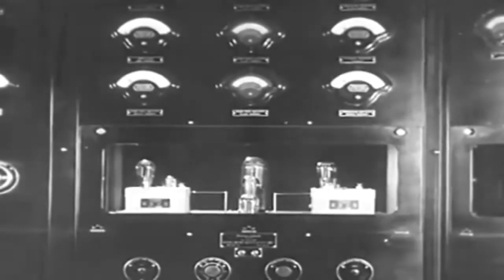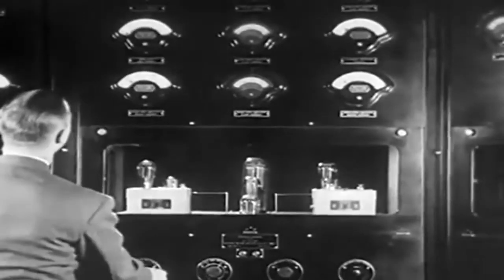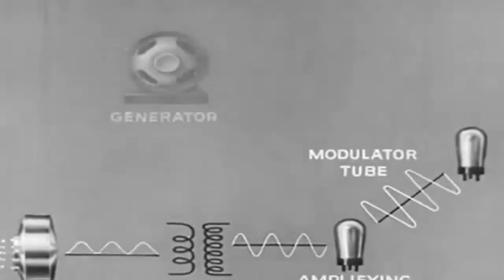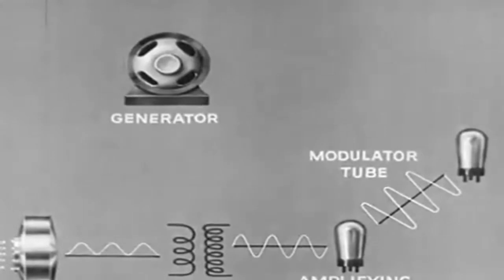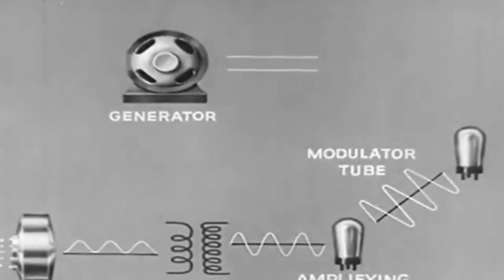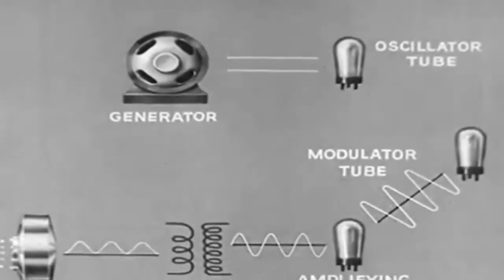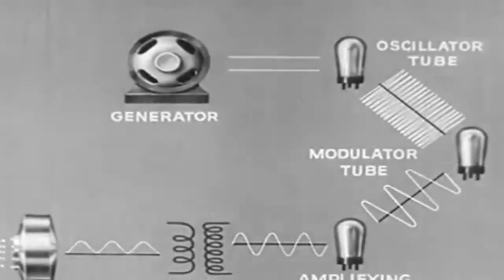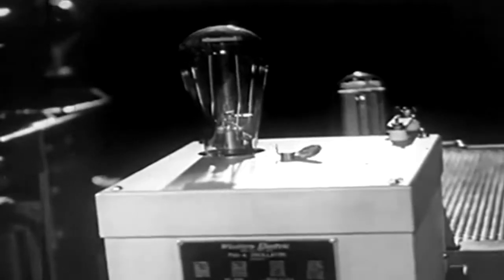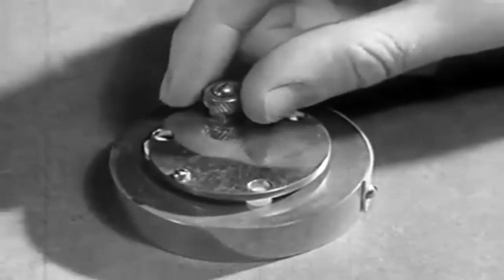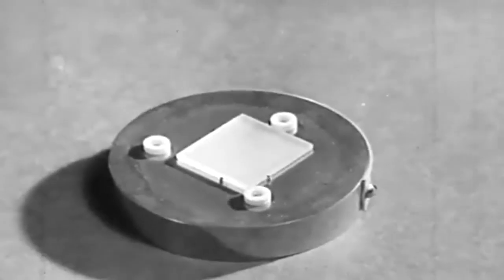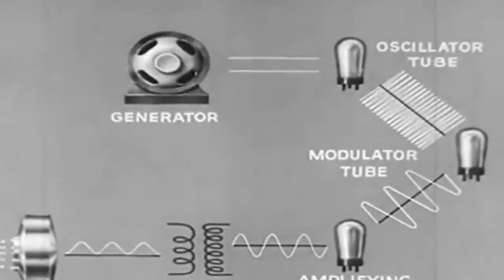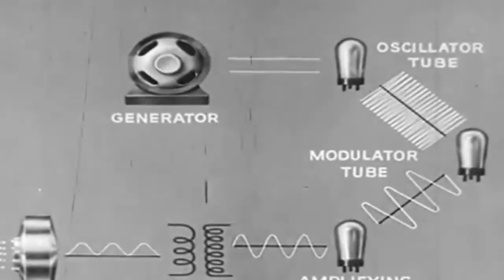The broadcasting station uses a high-frequency current called the carrier wave to transmit the message. A generator supplies a direct current to the oscillator tube. The oscillator tube changes this direct current to a high-frequency alternating current of several 100,000 cycles per second. The box below this oscillator tube contains a quartz crystal which keeps the carrier wave at a constant frequency. This radio frequency current also goes to the modulator tube.